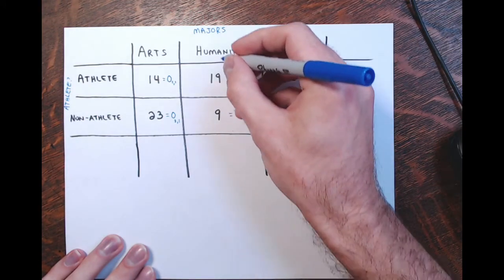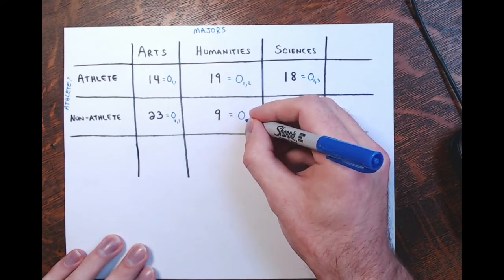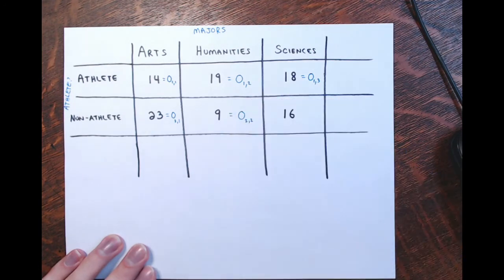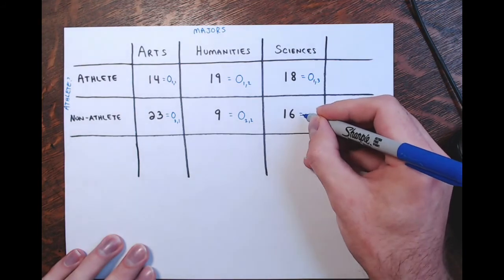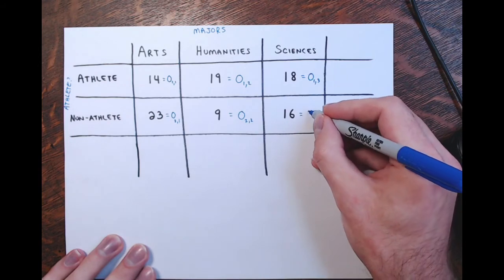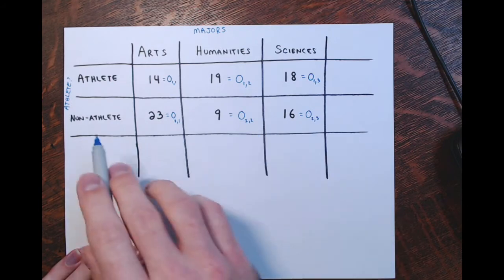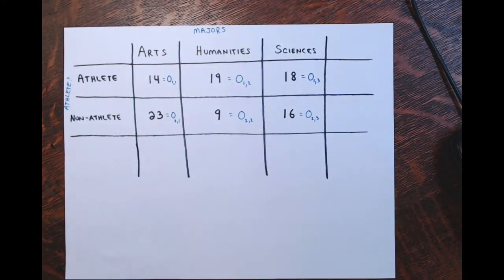9 students majored in humanities and were not athletes, and I'll call this observation O22, because second row, second column. And finally, 16 students were majoring in the sciences and not athletes. This is O23. All right, so there are 2 rows and 3 columns. So when I go to do that test statistic later, I'm going to be adding up 6 different things: 2 times 3. The number of rows times the number of columns gives me how many terms are in that sum.